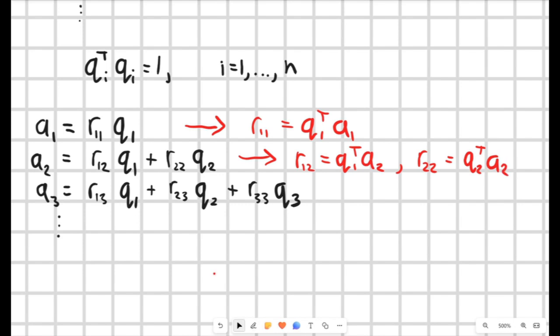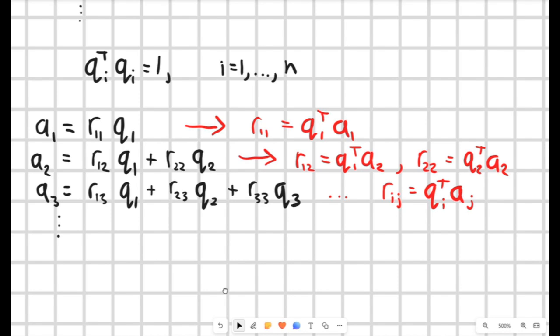Then we can keep repeating that process on, and what we find is that in general, the constant Rij is equal to Qi transposed multiplied by Aj. Or in other words, it's equal to the dot product between our ith orthonormal vector that we found from the Gram-Schmidt process and the jth column of our matrix A.